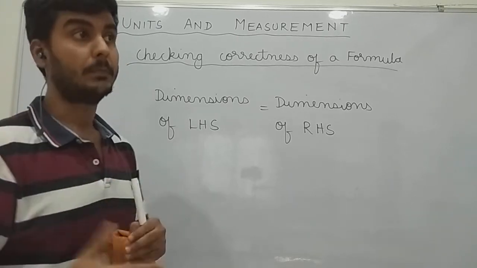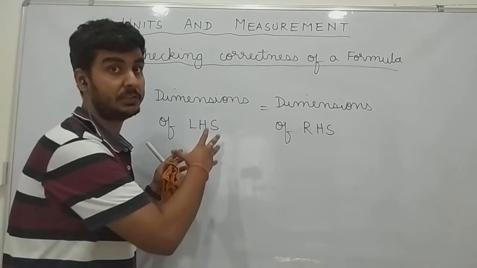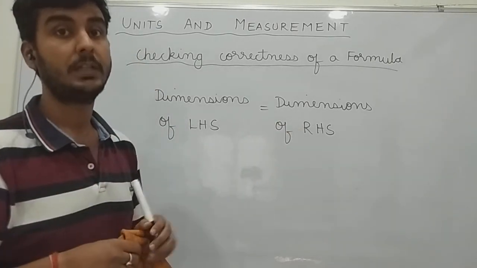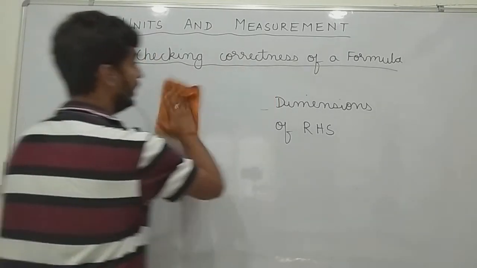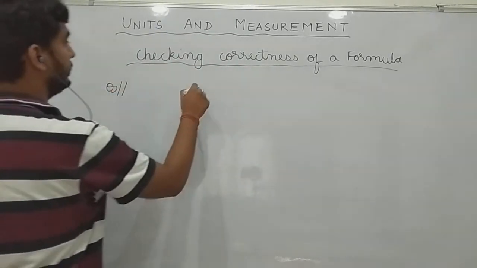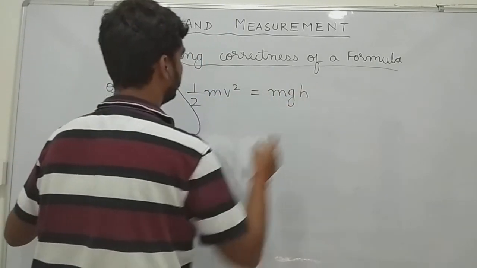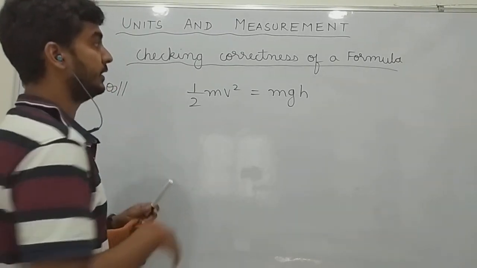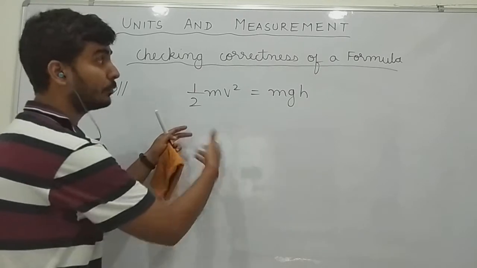So to check whether a formula is correct or not, you have to make sure that the dimensions of all the terms on LHS is equal to the dimensions of all the terms on RHS. Now let us understand this with an example. Suppose you are given a formula, half mv square is equal to mgh. Any random formula you can take. You are asked to check whether this formula is dimensionally correct or not, or whether this formula is correct or not.